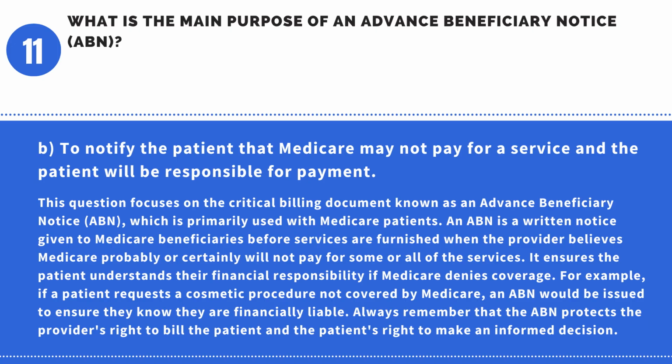Answer, B. To notify the patient that Medicare may not pay for a service and the patient will be responsible for payment. This question focuses on the critical billing document known as an Advance Beneficiary Notice, ABN, which is primarily used with Medicare patients. An ABN is a written notice given to Medicare beneficiaries before services are furnished when the provider believes Medicare probably or certainly will not pay for some or all of the services. It ensures the patient understands their financial responsibility if Medicare denies coverage.